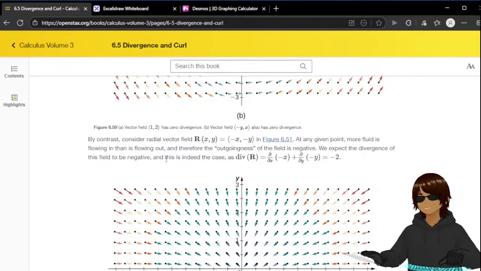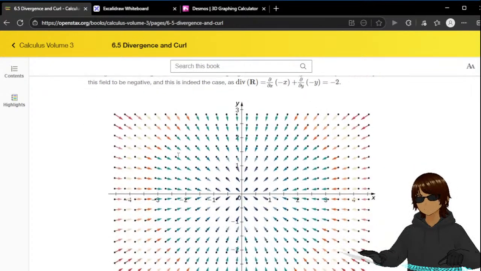By contrast, consider the radial vector field minus x, minus y. At any given point, more fluid is flowing in than flowing out, and therefore the outflowingness of the field is negative. We expect the divergence of this field to be negative, and this is indeed the case.